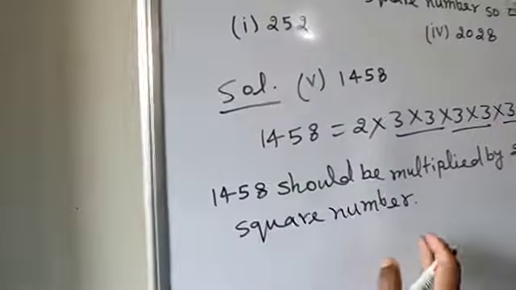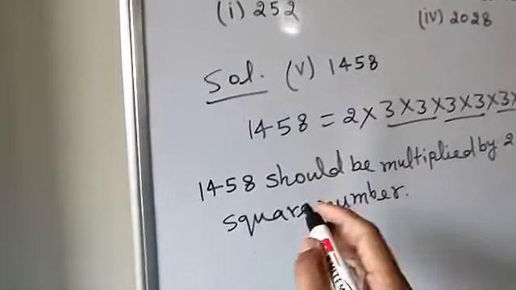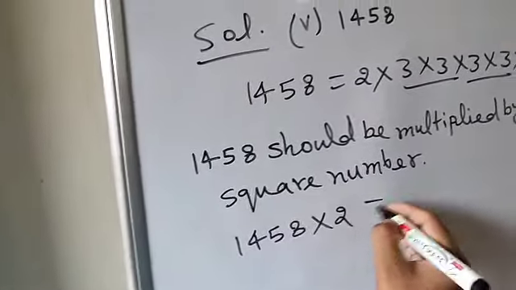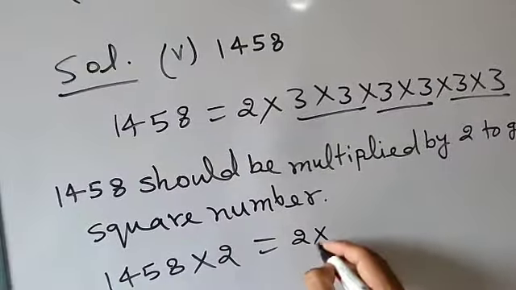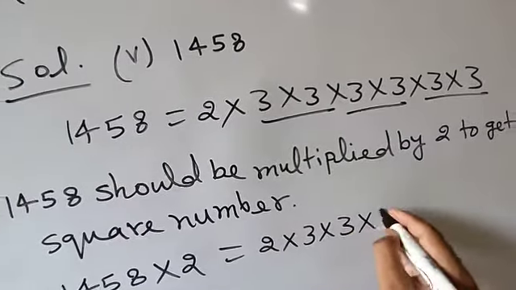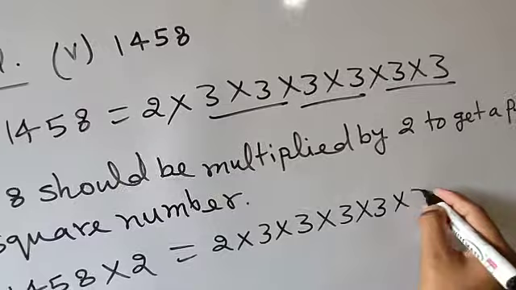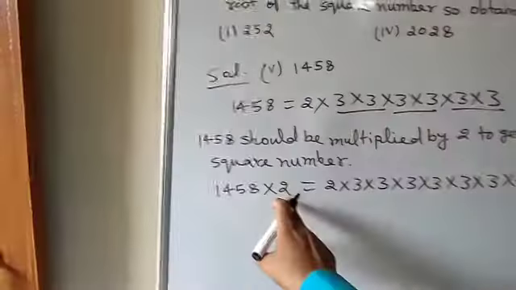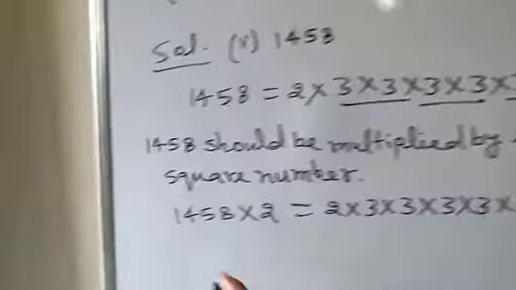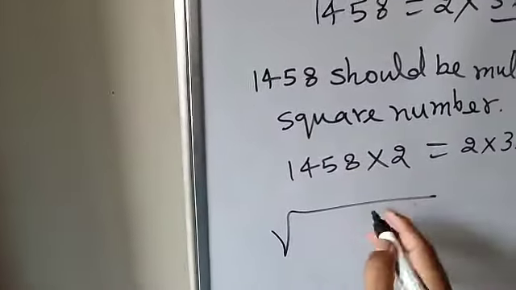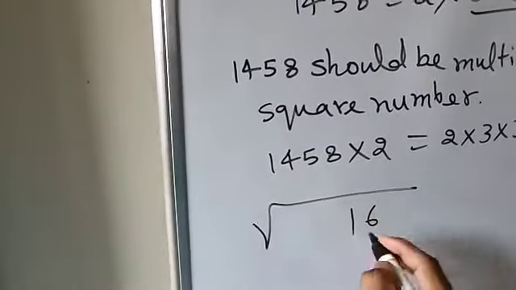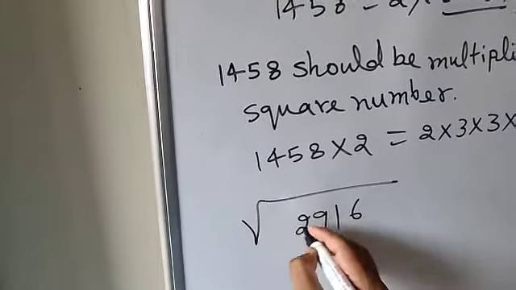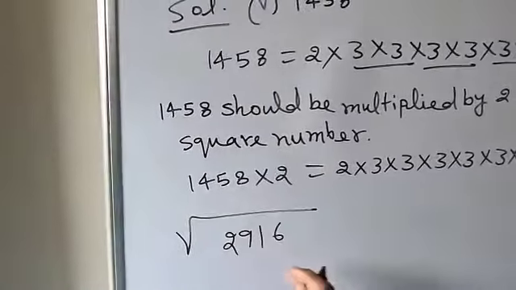Now you need to find the square root of that number which is multiplied by 2. So multiply 1458 into 2, that is equal to 2 into 3 into 3 into 3 into 3 into 3 into 3 into 2. Here I am going to multiply by 2. So 2 8 ja 16, 2 5 ja 10, 1, 11, 2 4 ja 8, 1, 9, 2 1 ja 2.